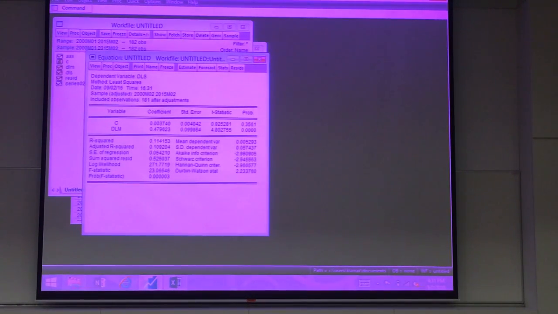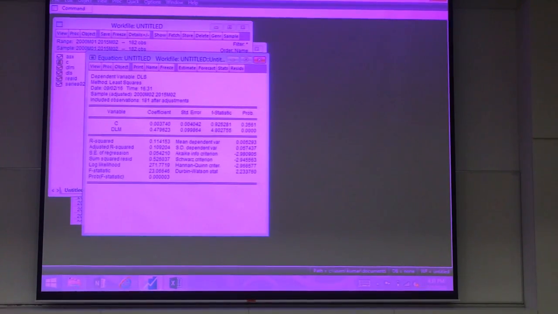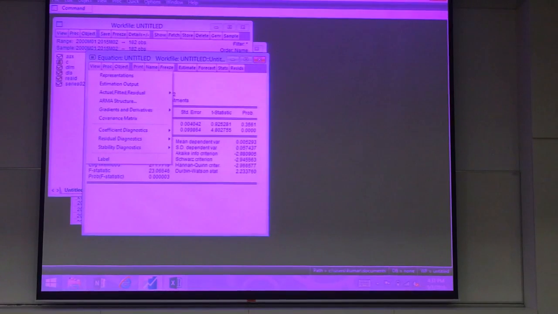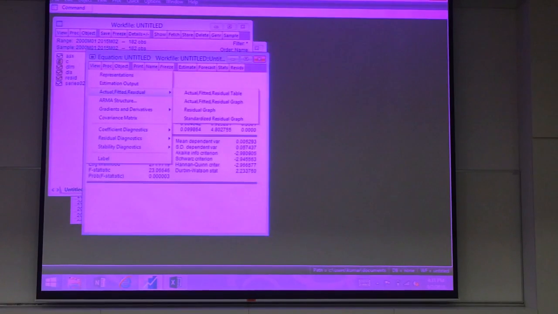Okay, so you are going to do this market model for your assignment as well. Present the actual fitted residual graph and comment on it. So from this output you can find actual fitted residual graph. See here, actual fitted residual. You can choose whether you want to get a graph or a table of value. I got this from the regression output. You can choose view, actual fitted residual, and I'm choosing the graph.